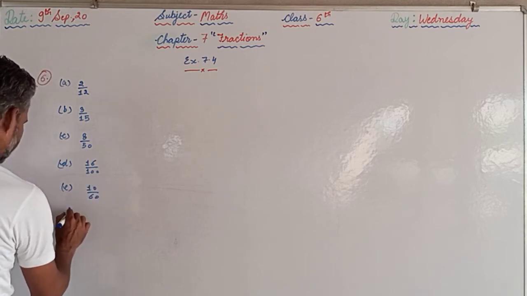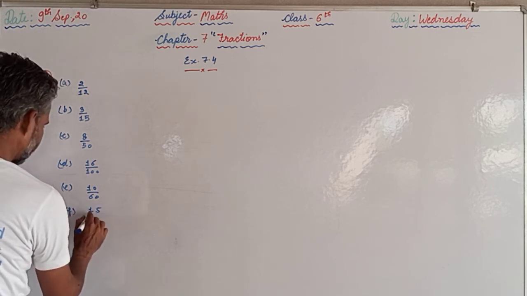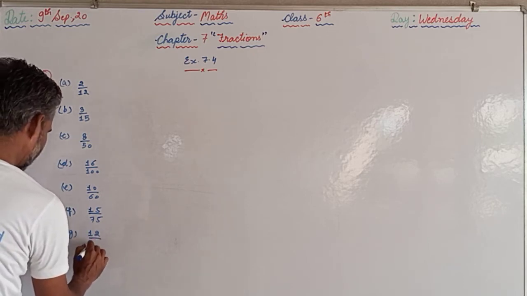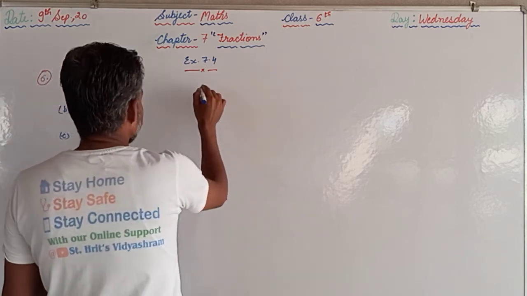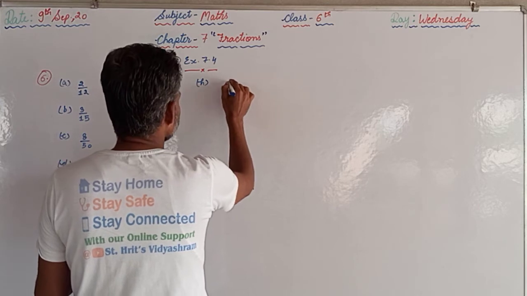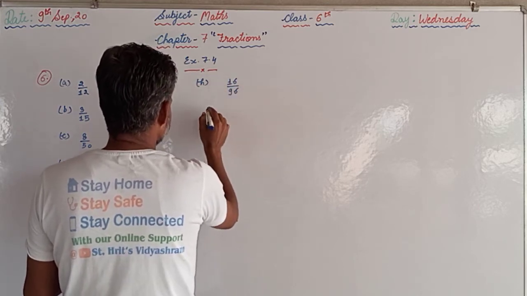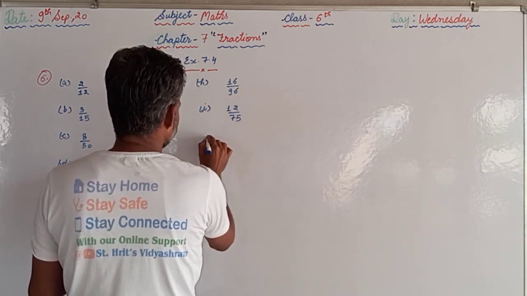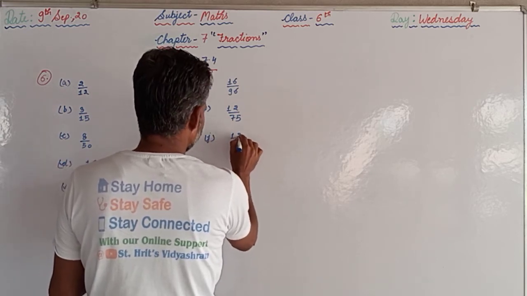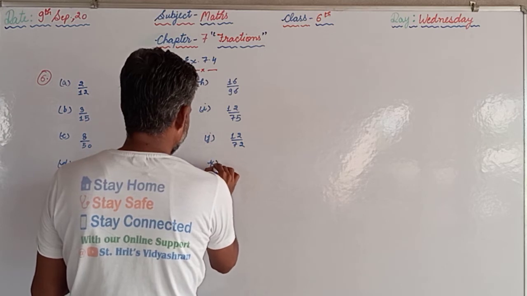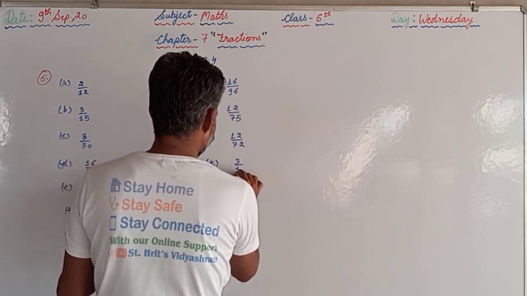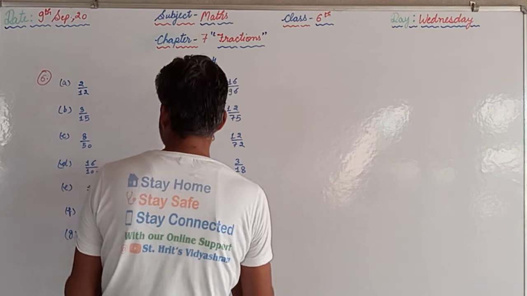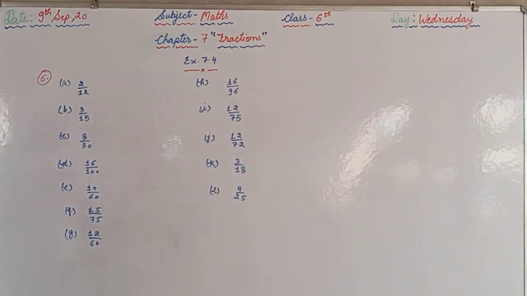and F 15 upon 75, G 12 upon 60, H 16 upon 96, I 12 upon 75, J 12 upon 72, K 3 upon 18, L is 4 upon 25. So these are the fractions given.